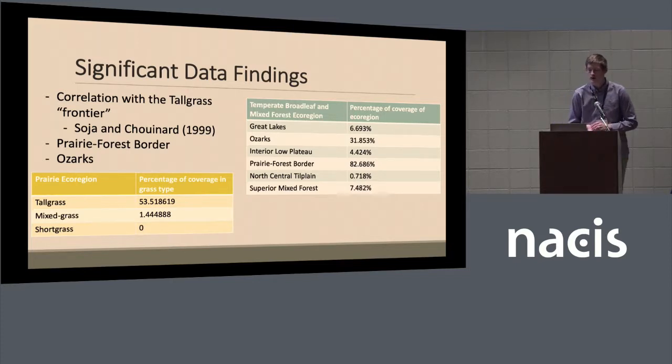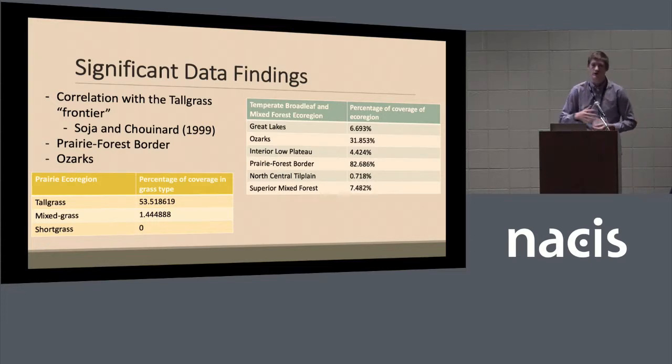If we look at temperate broadleaf and mixed forest ecoregions, we see the Great Lakes has 6.7 about, the Ozarks with 31%, basically the St. Louis area. What's really interesting about this is the prairie forest border, which Soja and Shinar in 1999 kind of describes as the borderlands theory, the third space. Essentially, where areas of drastic differences in ecology, you have greater diversity, a greater influence to share ideas, etc.